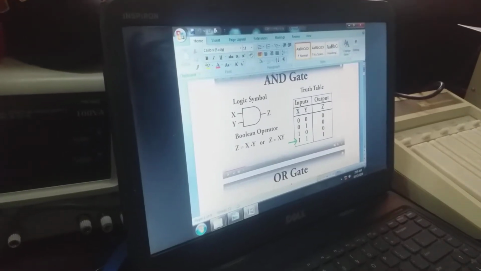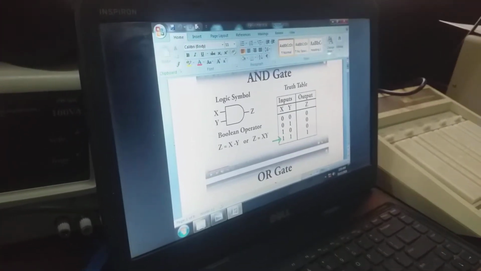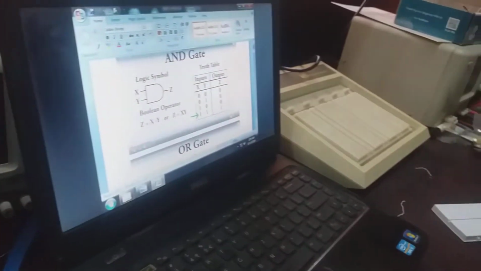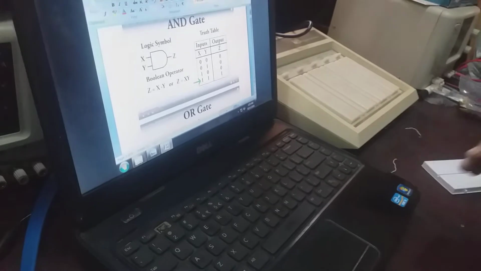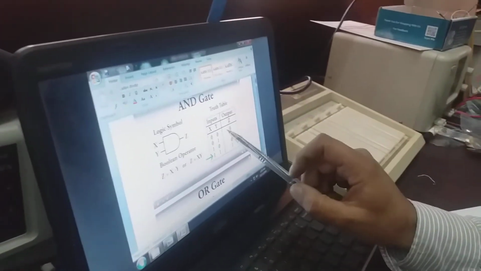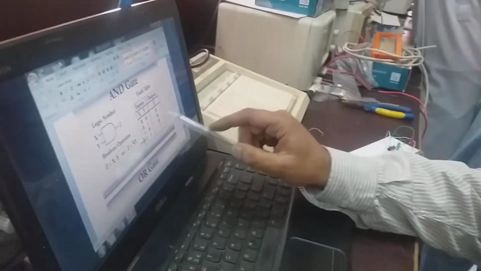Well, gentlemen, today we are going to explore this AND logic gate on circuit, right? Now, this is the truth table for it. You're already familiar with the truth table, right? These are the inputs X and Y, and Z represents the output of the gate.